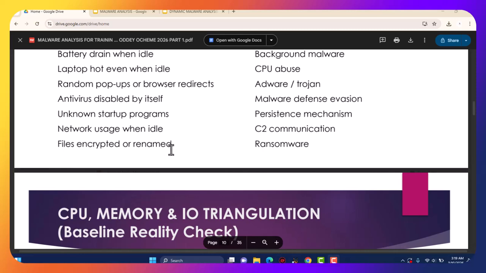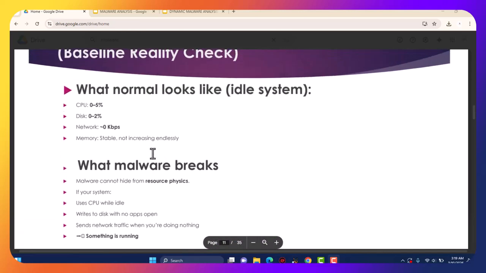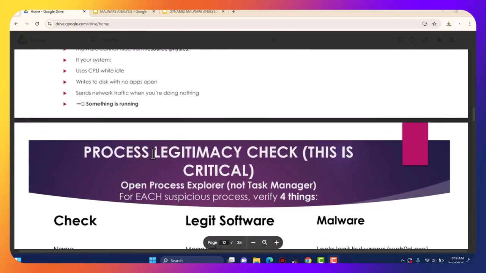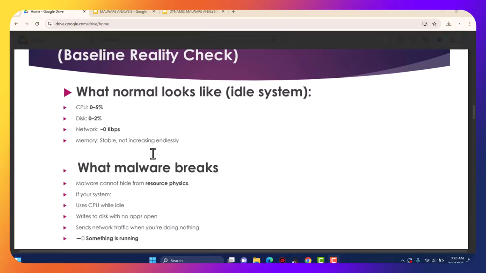So that is that. Let us look at what is normal. You must look at what is normal before you look at what is abnormal. So what is actually normal in your system? One is that when your system is not running, the CPU must be within 0 to 5 percent.